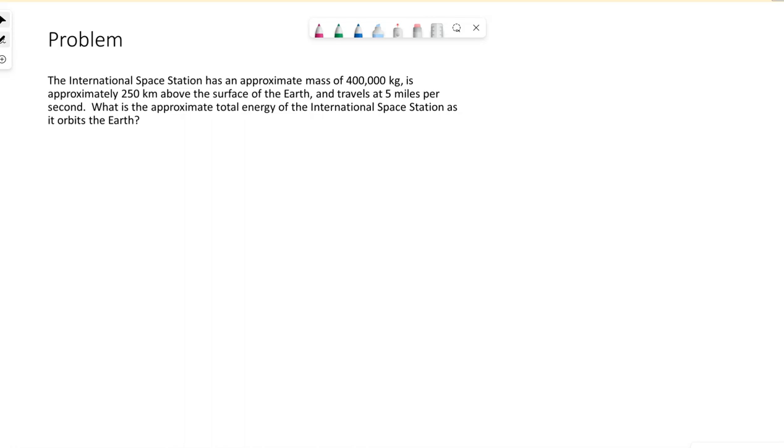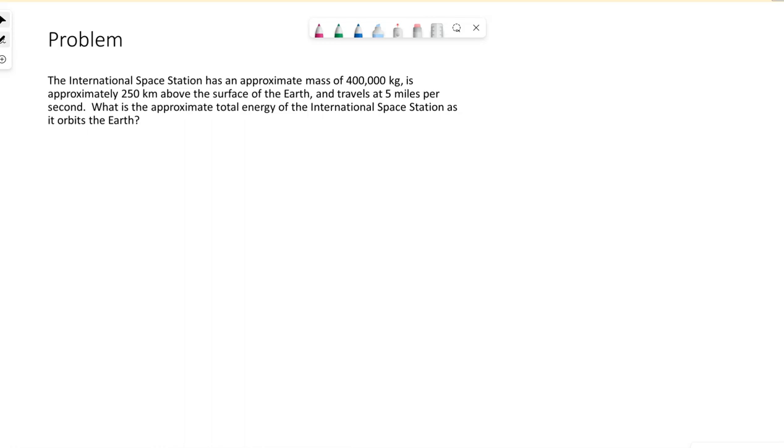So another example, the International Space Station has an approximate mass of 400,000 kilograms. It's approximately 250 kilometers above the surface of the Earth and travels at 5 miles per second. What is the approximate total energy of the International Space Station as it orbits Earth?